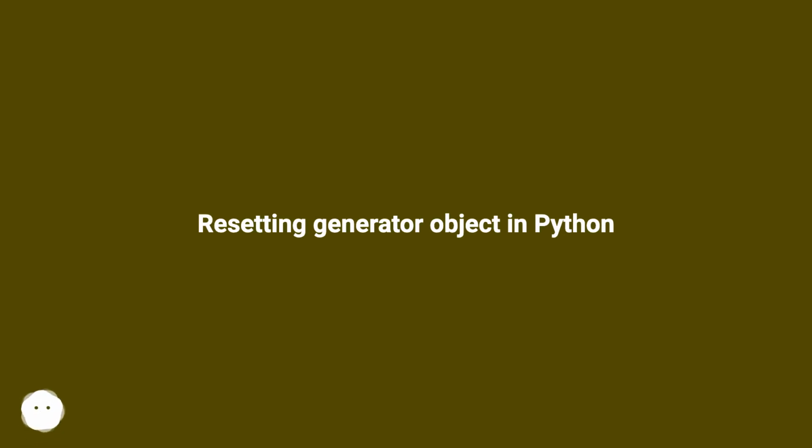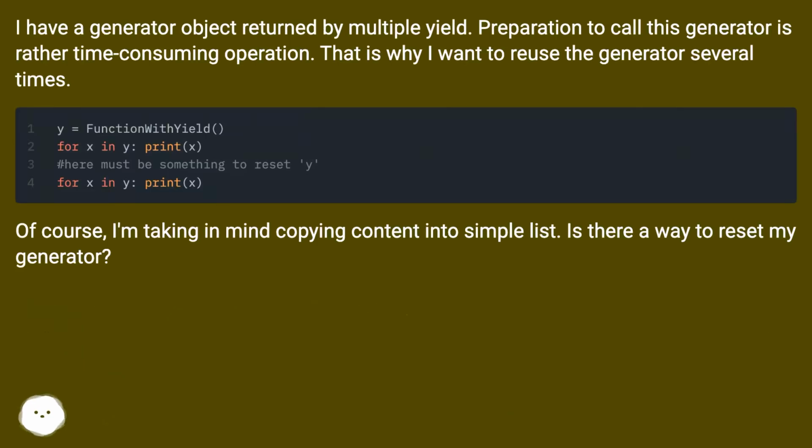Resetting generator object in Python. I have a generator object returned by multiple yield. Preparation to call this generator is a rather time-consuming operation. That is why I want to reuse the generator several times. Of course, I'm taking into mind copying the content into a simple list. Is there a way to reset my generator?